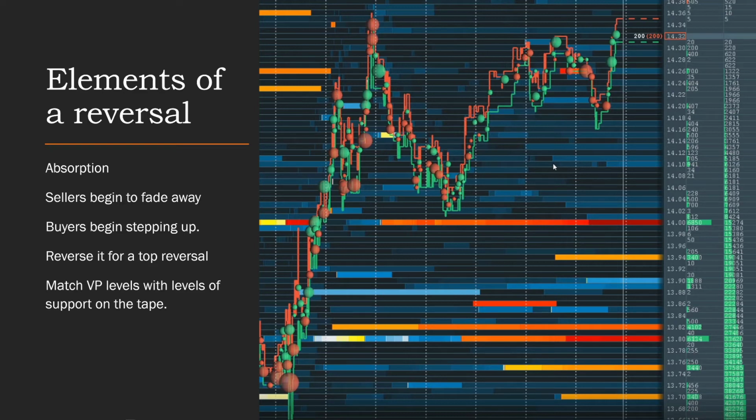Something else I wanted to go over was just the elements of a reversal. You can see in a tape, it's absorption, right? We just went through absorption. So when you see absorption, meaning the sellers are no longer pushing the price down, right? He held that price because we found enough buyers. And this is when supply and demand meet, and eventually demand overtakes supply, and then the sellers begin to fade away. So buyers see this and see a reversal is coming, which increases the demand, pushing the price higher.